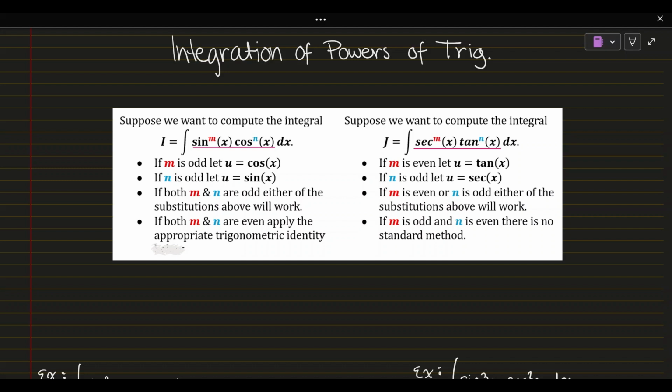If the power on sine is odd, we let u equal cosine of x. If the power on cosine is odd, we let u equal sine x. If they're both odd, either of the substitutions will work, and if they're both even, we have to apply some trig identities.